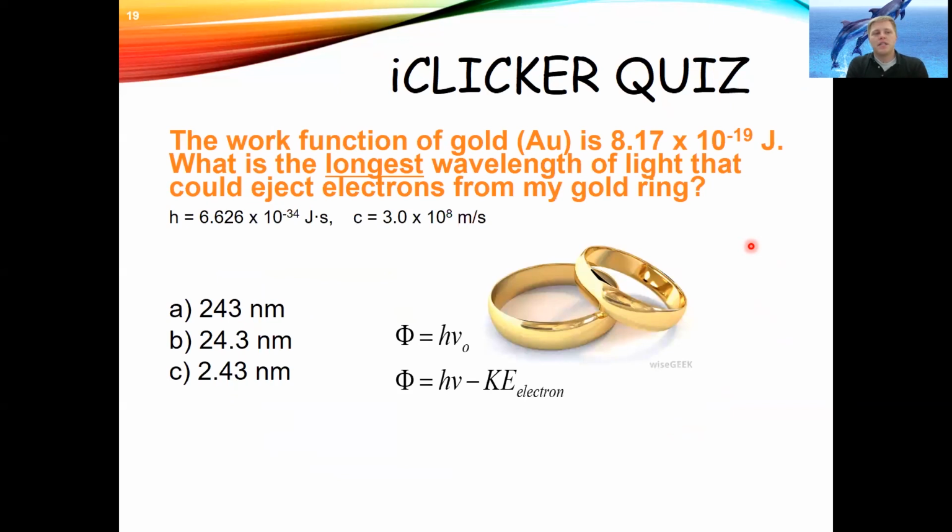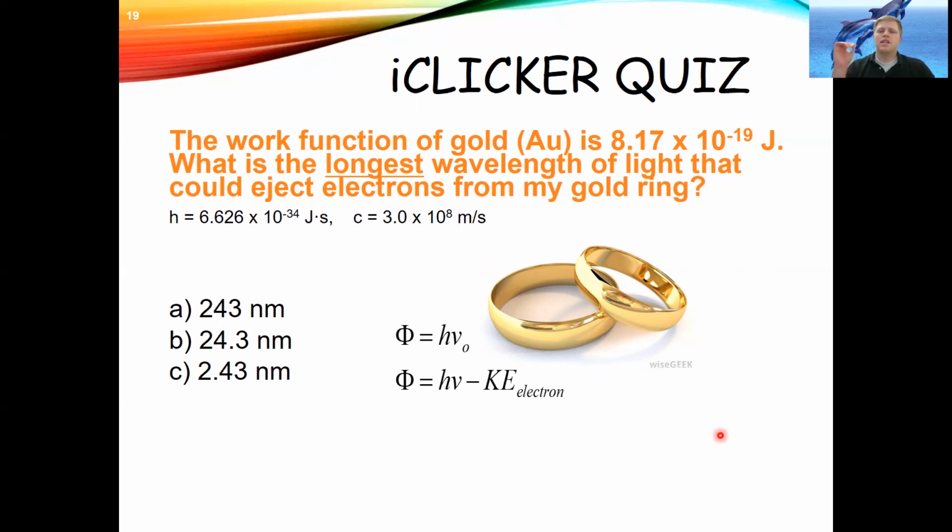All right, let's see how you're doing with this. I'll give you an iClicker quiz. In this question, the work function of gold is 8.17 times 10 to the negative 19th joules. What is the longest wavelength of light that could eject electrons from a gold ring? In other words, what is the minimum amount of energy you have to give to the ring to get one electron off, and what is the wavelength of the light associated with that minimum amount of energy? You'll need these equations right here, and you'll need these two values right here. Go ahead and pause the video and work that out.